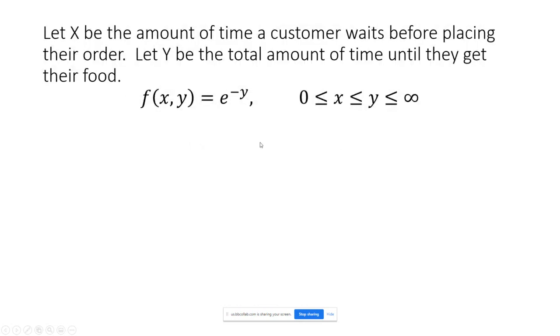So for example, let's take our fast food restaurant example from yesterday. We have the joint density function e to the negative y, for x being the amount of time you wait before placing your order, and y being the total amount of time until you get your food. And here our joint density function is non-zero when 0 is less than or equal to x, is less than or equal to y, is less than or equal to infinity.